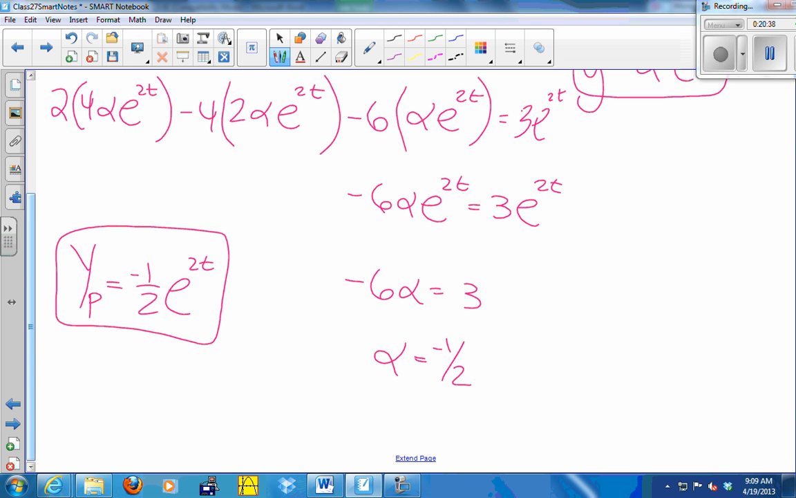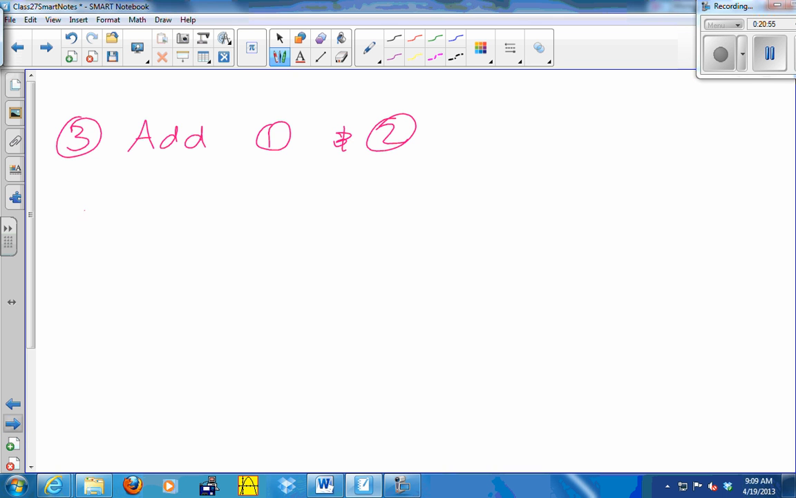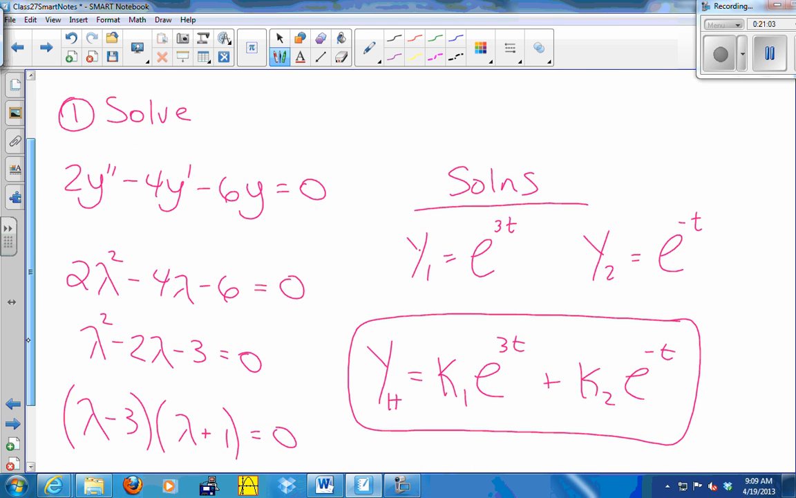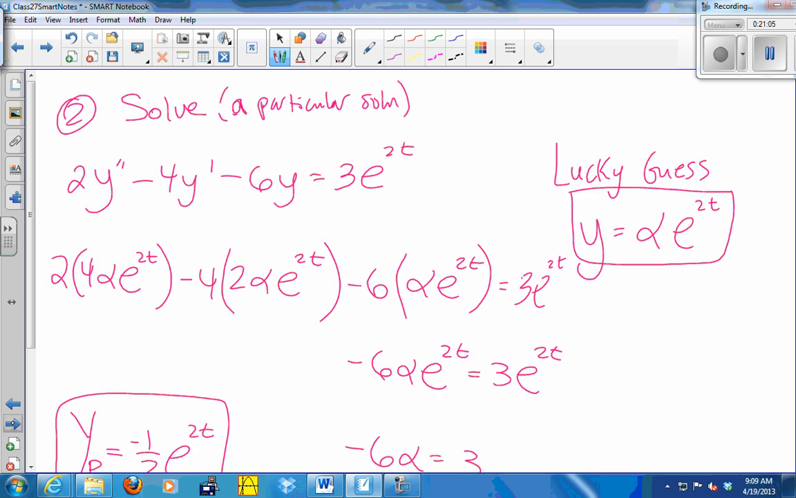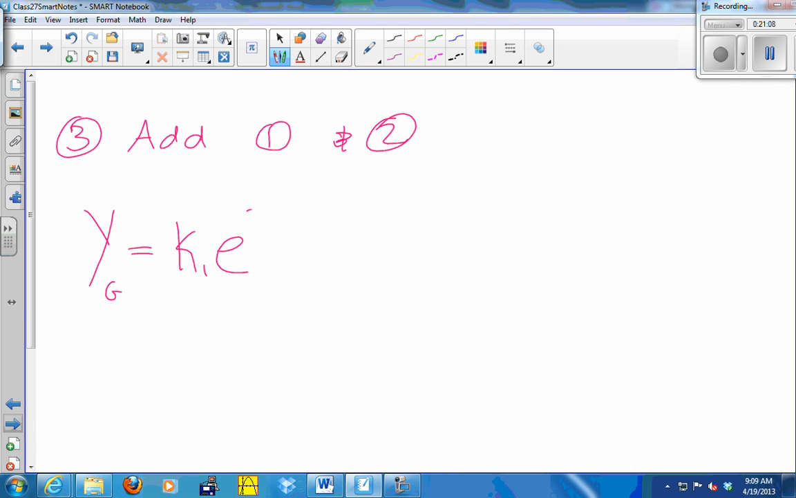So now I have a general solution to the associated homogeneous. I have a particular solution to the non-homogeneous. Add them together, and I'll have the general solution to the original equation. Y general is k1 e to the 3t plus k2 e to the negative t minus 1/2 e to the 2t.